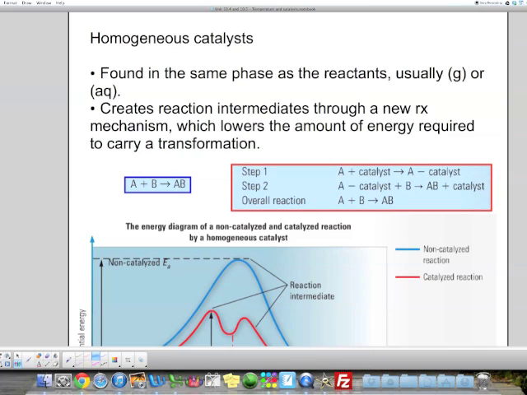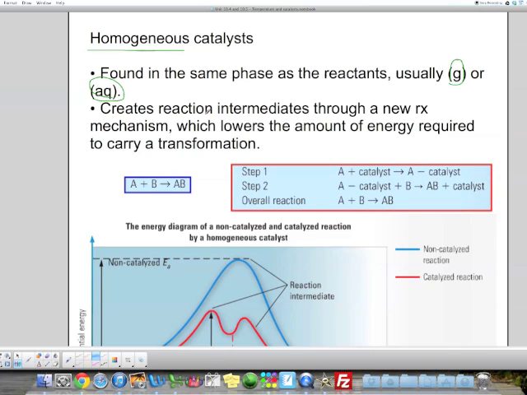Now, what types of catalysts are there? Some are called homogeneous. Basically, they're found in the same state or phase as the reactants. Remember, we talked about gases or aqueous solutions, which is mostly what we're going to encounter. So because they're in the same state or phase, they're going to be much more efficient. So it creates a reaction.